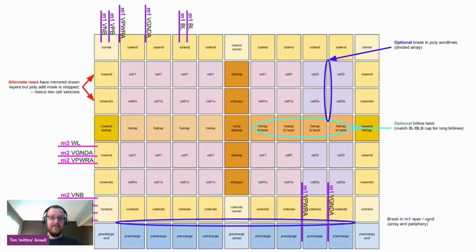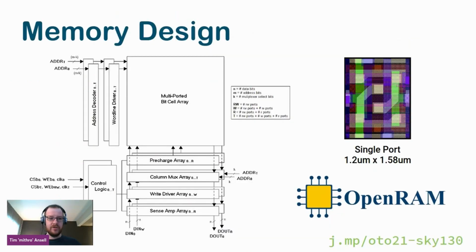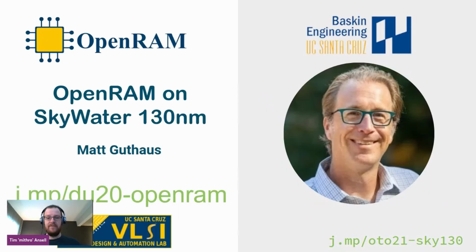You have to combine them into arrays, and there are certain requirements around how you combine them into the arrays to make them manufacturable. And so Matt Guthaus with OpenRAM has developed a memory compiler. He gave a talk about it at the FOSSi Dial-Up series, and that continues to improve and iterate. And this is a fully open source project. You can go and help improve the OpenRAM project and help improve our SRAM capabilities.